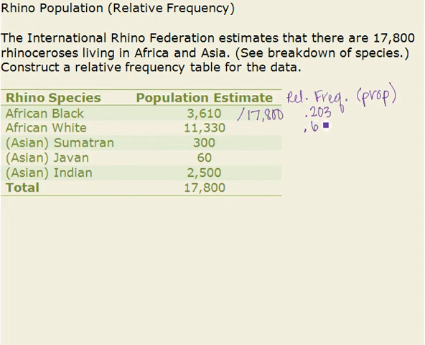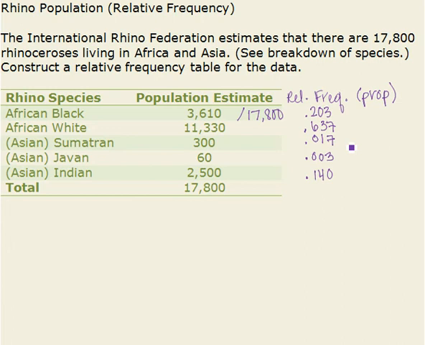I have a 0.637. For the Asian Sumatran it's 0.017. The Asian Javan I have 0.003, and the Asian Indian is 0.140. Again, this is rounding to 3 decimal places, and rounding is usually set by your professor, maybe the textbook, or personal preference, and I guess I prefer about 3 decimal places.